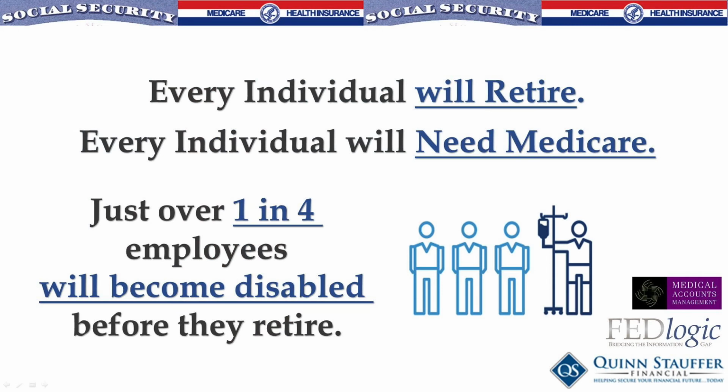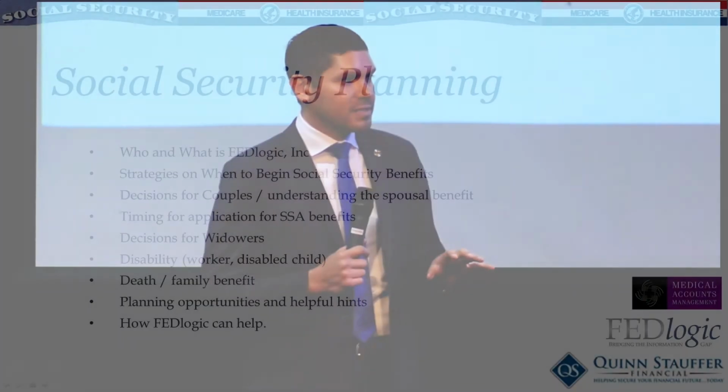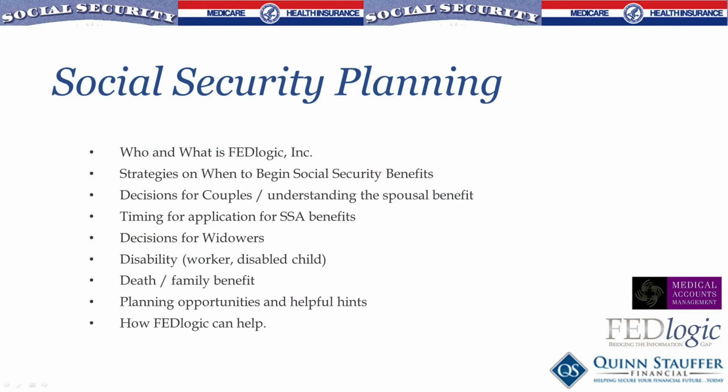Really quick, every individual will retire. Every individual will need Medicare at some point. And statistically, 1 in 4 of us will become disabled during our working careers. Next slide. What we're talking about today, you already know why FedLogic is here and what we do. I just want to talk a little bit about the strategies about Social Security, why it is complex, and how we can navigate through it.